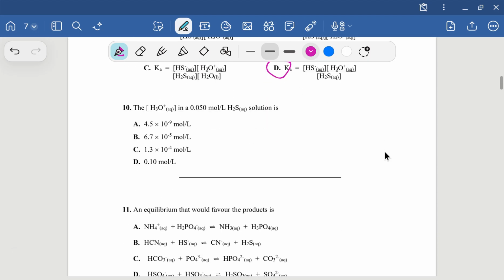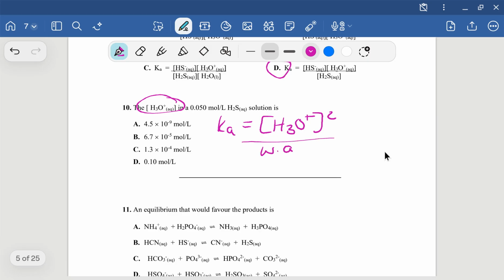This next one, you have the concentration in a 0.05 mole per liter of H2S solution. If we want the concentration of the hydronium ion, we're going to use that Ka formula, which is your hydronium ion concentration squared divided by the concentration of the weak acid. And we can minus hydronium, but this is one of those instances because it's so small based on that ICE chart and that setup in the theory, if it's in the denominator, you can ignore it so that we can find it.